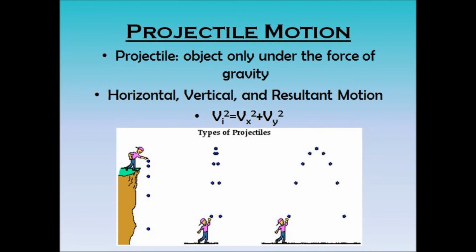The next physics concept that I chose to explore for my research was projectile motion. As you may recall from earlier in the year, a projectile is an object only under the influence of the force of gravity. Projectiles always have a parabolic trajectory, which just means that their motion represents the shape of a parabola. Projectiles have horizontal motion, Vx, vertical motion, Vy, and resultant motion, Vi.